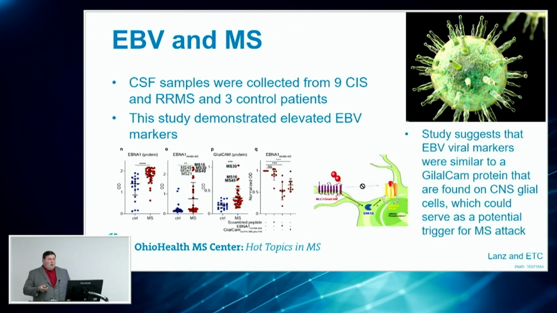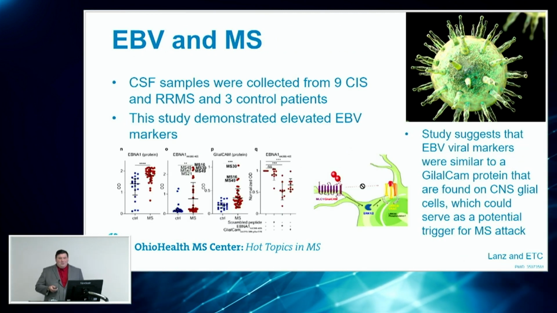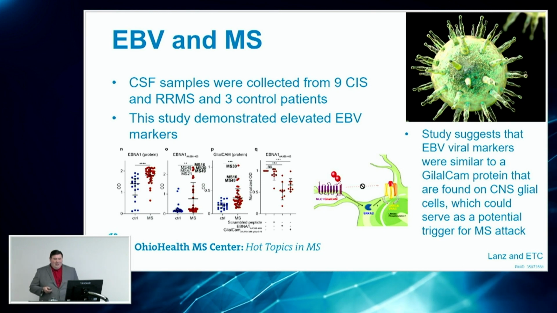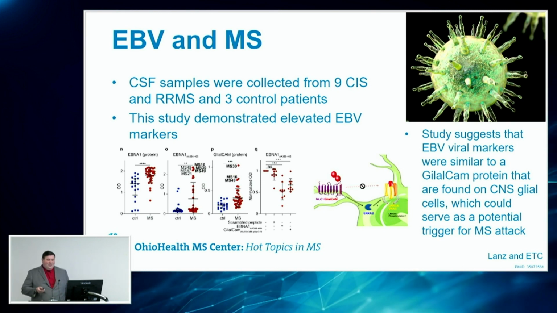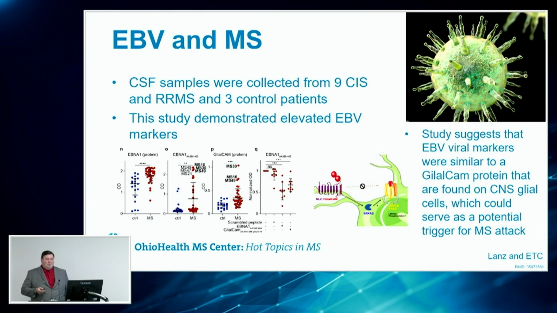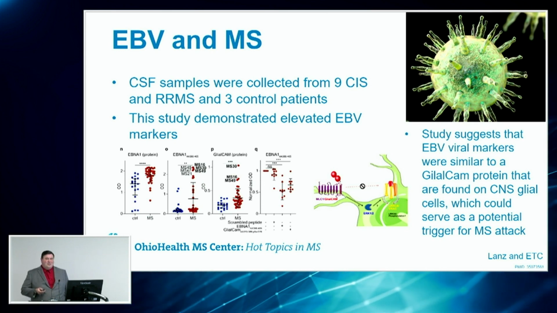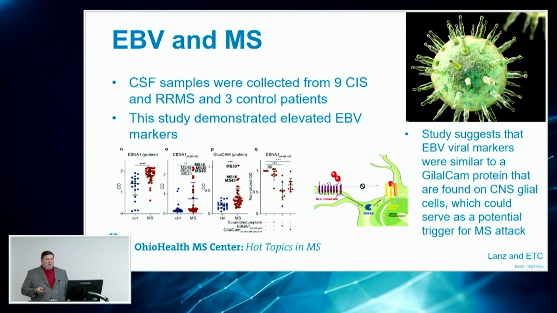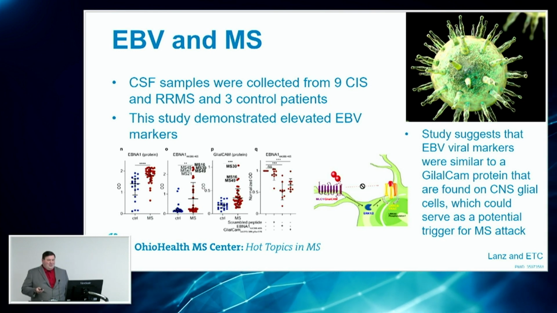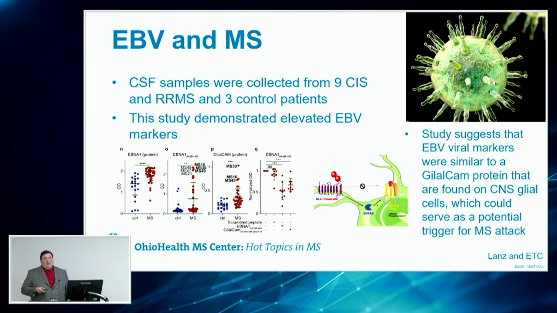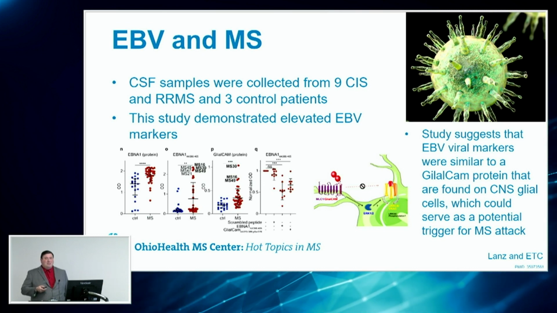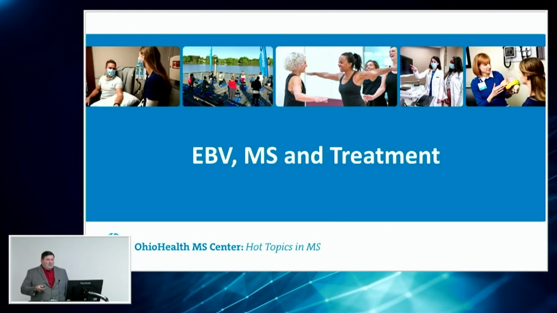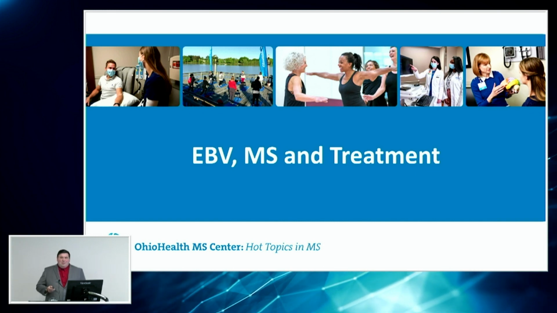So one of the reasons why we think that Epstein-Barr and MS might be related is there's a protein that is very similar to the GlialCAM protein that's on glial cells in the central nervous system. So we think that there might be molecular mimicry between those cells and Epstein-Barr that tricks our immune system into damaging ourselves. So does Epstein-Barr virus, MS, and treatment?